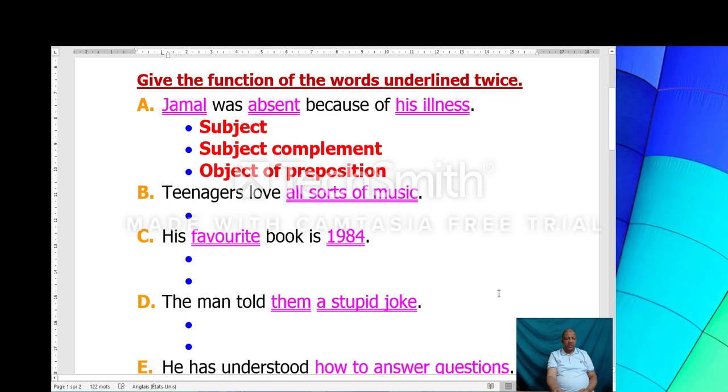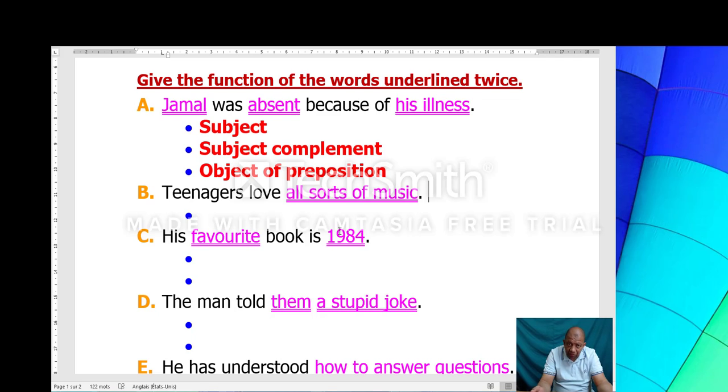B. Teenagers love all sorts of music. So this is a group of words. And the function of this group of words is direct object. Why? Because the verb to love is a transitive verb, and all transitive verbs require complements, especially direct objects.